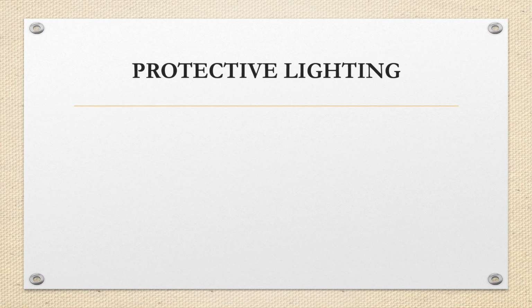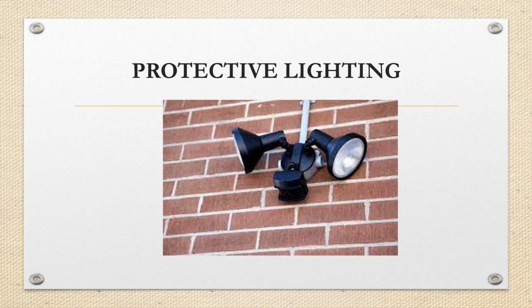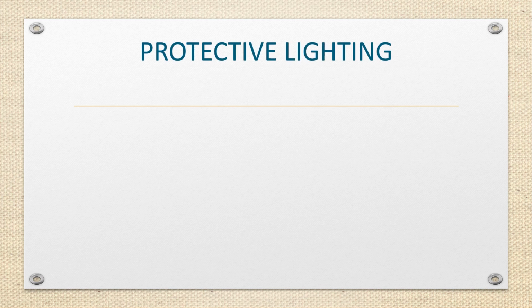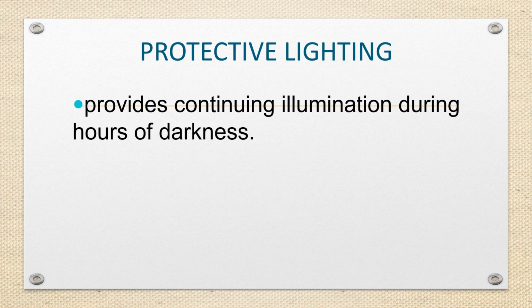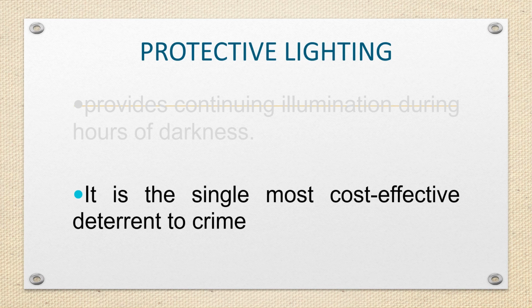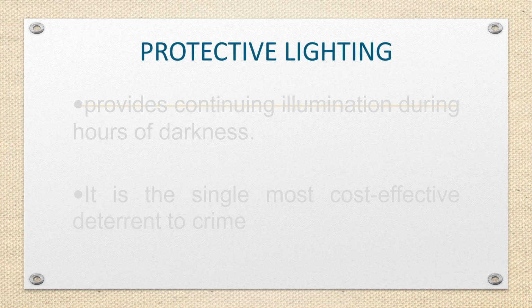Next topic, we have protective lighting. Protective lighting is the single most cost-effective deterrent to crime because it creates a psychological deterrent to the intruders. There are purposes of protective lighting. It provides sufficient illumination to the areas during hours of darkness. Lighting can help improve visibility so that intruders can be seen and identified and, if possible, apprehended. It serves as a deterrent to would-be violators.